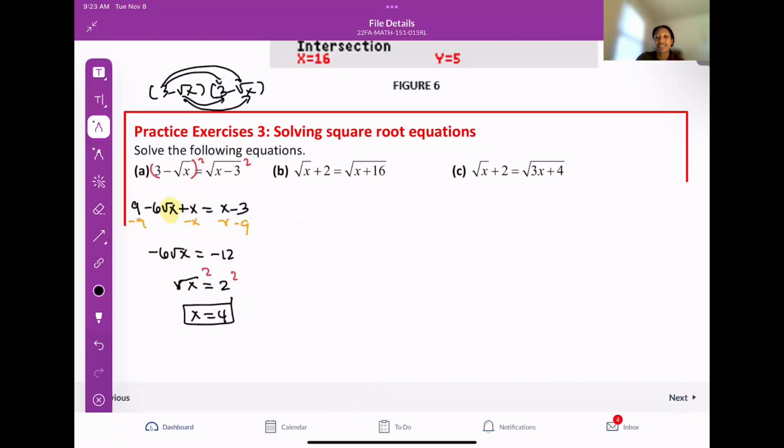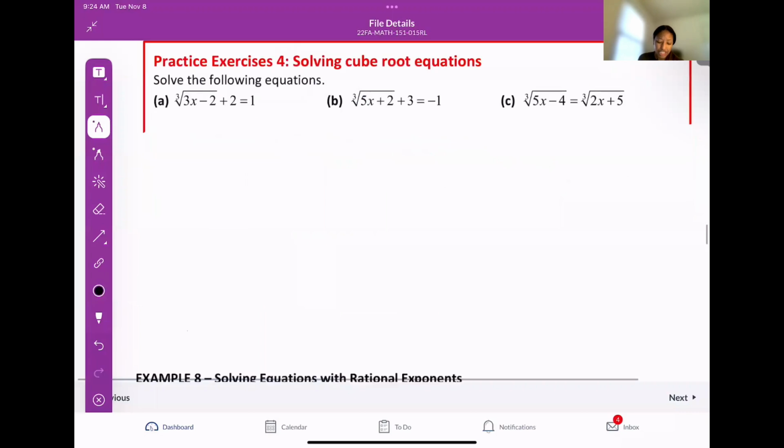So again, what's the technique here? If you start off with radicals on both sides of your equation, isolate one of them, square both sides. You're going to end up with 1 radical still in your equation, then isolate that radical and square again. And if we check this, 3 minus the square root of 4, there's 3 minus 2, which is 1. And then the square root of 4 minus 3 is the square root of 1, which is 1. So it does check out.